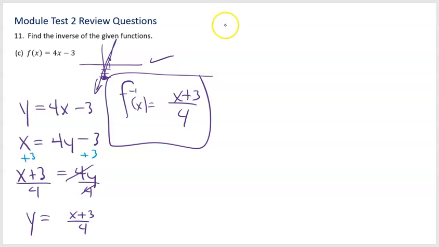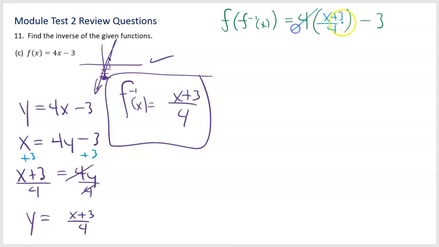So when I check it the first way, f of f inverse of x, that's asking me to plug my inverse, x plus 3 over 4, into my original function. So that's going to be 4, remove the x, minus 3. What goes into the x spot? My inverse, x plus 3 over 4. Now, algebraically, those 4's cancel, and I get x plus 3 minus 3, which is equal to x. That's what we're looking for.